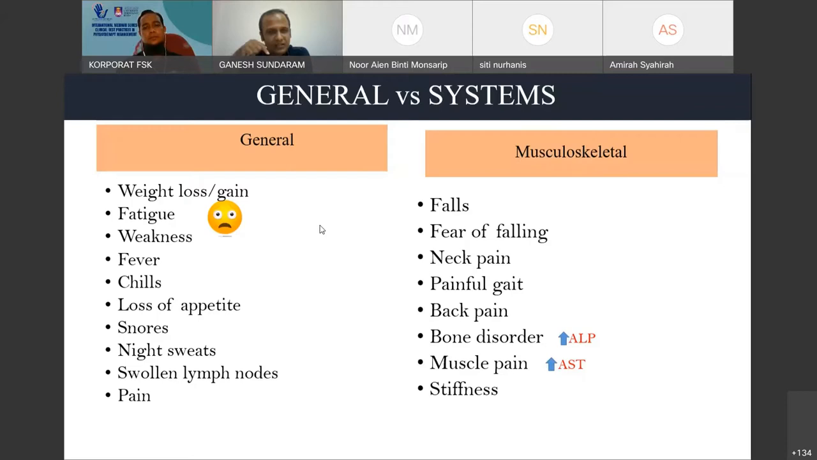It is not something that we should neglect, saying this is not my area. Certain things we have to show some interest in. Okay, there is some relationship with the liver function test. If there is some variation of these enzymes, it has a role with bone disorder and muscle pain. So how can we interrelate the musculoskeletal system with our lab investigation?